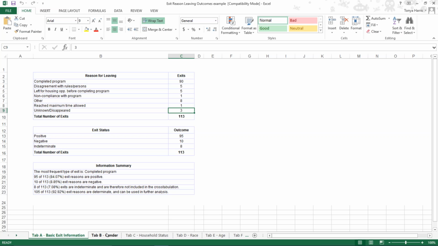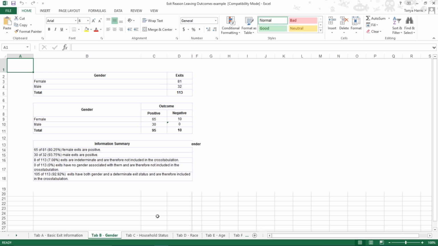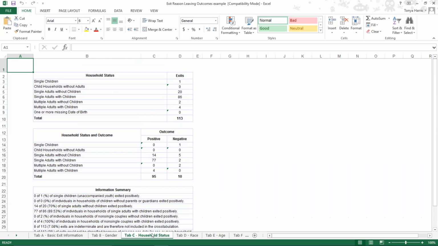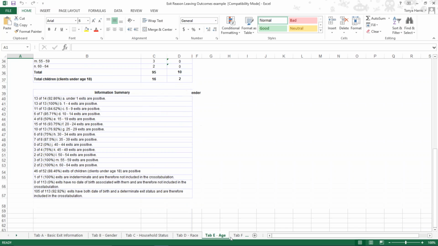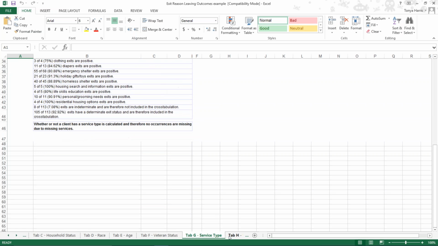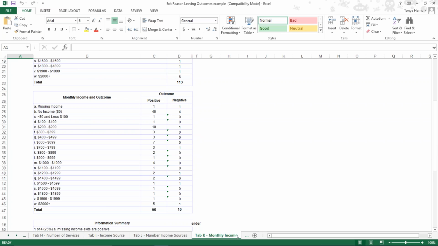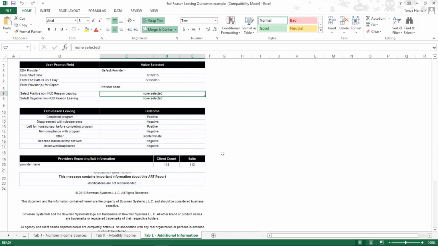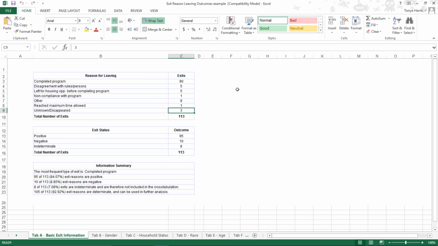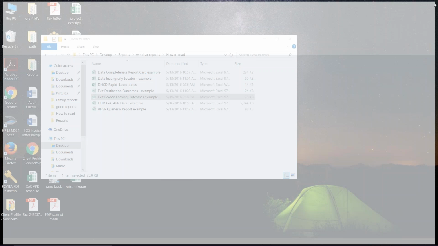Okay, and just like the last report, we have genders, households, race, age, veteran status, services, number of services, income, income, income, and then again the last tab. So again, this report was run for the current cycle we're in for DHCD, and it would have been for whatever provider was listed right here. Okay, so this report has some good data on it, and it has some basic information that you should be checking on your clients. Okay.